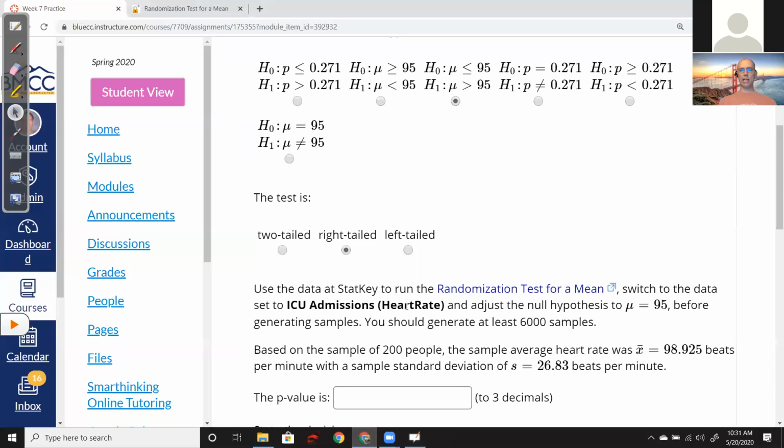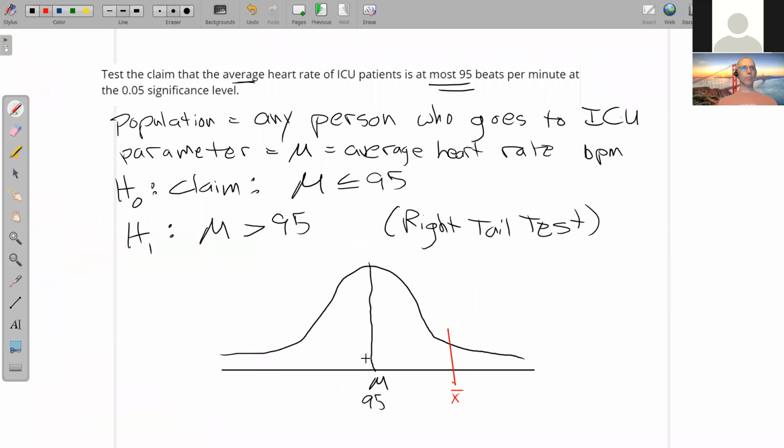So now we go to StatKey and switch to the data set ICU admissions. So the data is already there. And I summarized the data for you. What you'll find there is a mean of 98.925. So I might as well throw that in my graph since I know it now. Red, yep, 98.925. Sample size matters too.